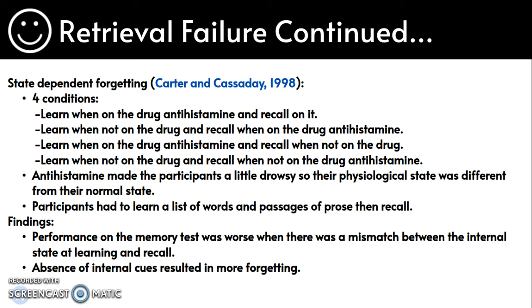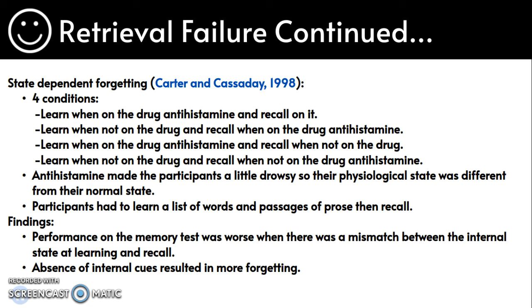State-dependent forgetting, and an experiment was carried out by Carter and Cassaday in 1998 where they had four conditions. Participants had to learn a list of words and passages of prose and then recall them, but they would either learn when on the drug antihistamine and recall on antihistamine, and the drug antihistamine is prescribed for hay fever. Or they would learn when not on the drug and recall when on the drug, learn when on the drug and recall when not on the drug, and then finally learn when not on the drug and recall when not on the drug.